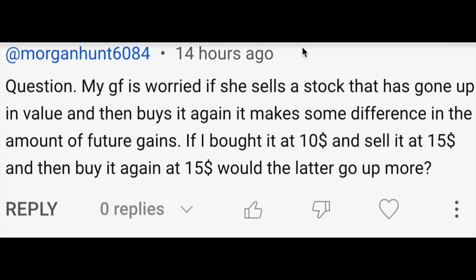Now, next one comes from Morgan. He says, my girlfriend is worried that if she sells a stock that has gone up in value and then buys it again, it makes some difference in the amount of future gains. If I bought it at $10 and sell it at 15, and then buy it again at 15, would the latter go up more? When I read this, I think I understand your question, but maybe I don't.